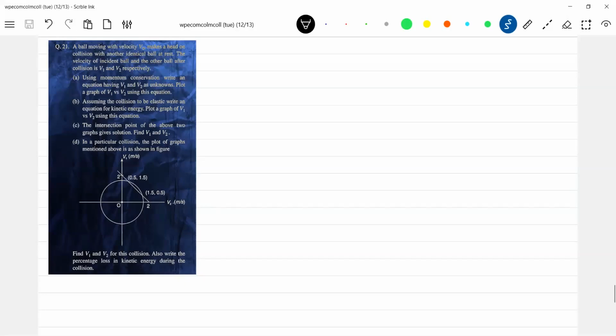Let me give a set of diagrams. Initially a ball is moving with a velocity v naught, makes a head-on collision with another identical ball, which is at rest. The velocities of the incident ball and the other ball after collision are v1 and v2. Okay, let's apply conservation of momentum. So from conservation of momentum, mv naught equal to mv1 plus mv2.